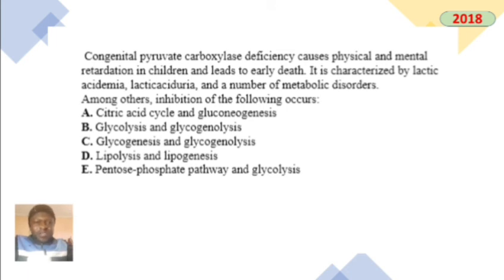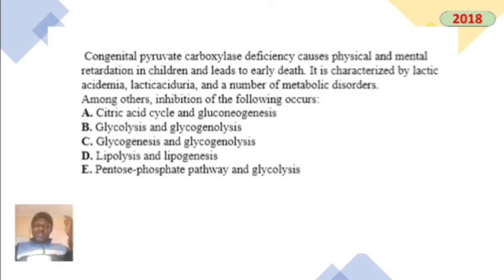Congenital pyruvate carboxylase deficiency causes physical and mental retardation in children and leads to early death. It is characterized by lactic acidemia, lactic aciduria, and a number of metabolic disorders. Right, so pyruvate carboxylase, the pathway which it mediates is conversion of what? Of pyruvate into oxaloacetate, right? So this process is actually during gluconeogenesis, right?